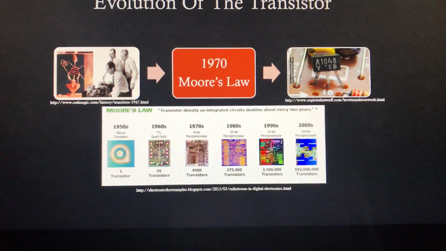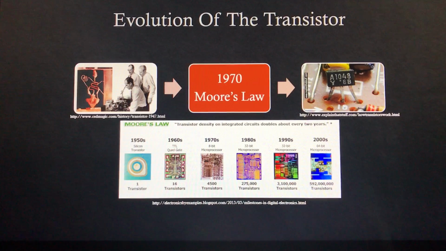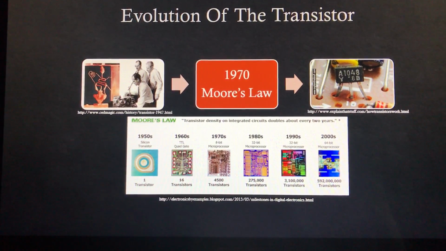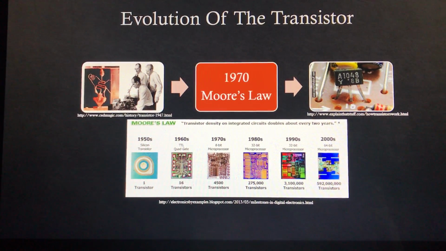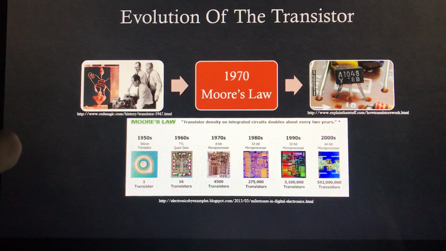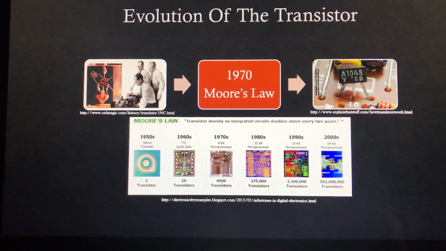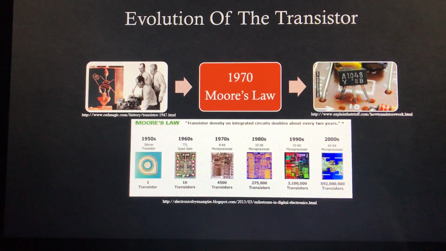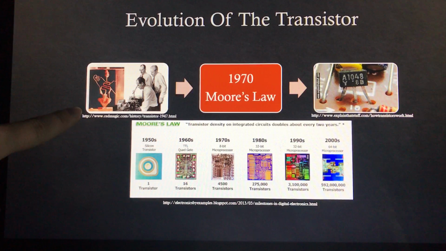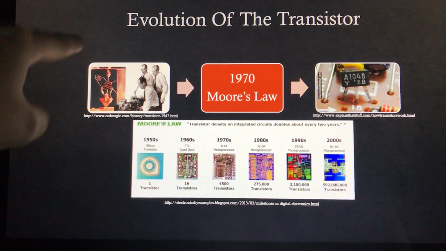The evolution of the transistor. I think my cursor might be too small to see on here, so I'm going to use my finger. Sorry about the technological difficulties today. Here is a picture of 1947. There's Shockley and Bardeen and Brattain, and there's the transistor, the original one that they created. So it's quite large and a little bit complicated.